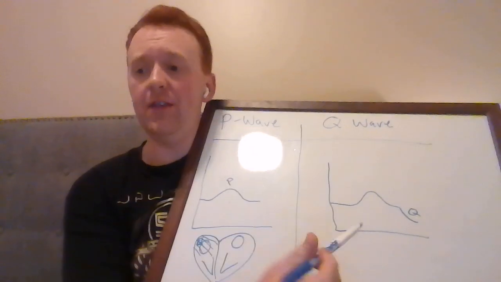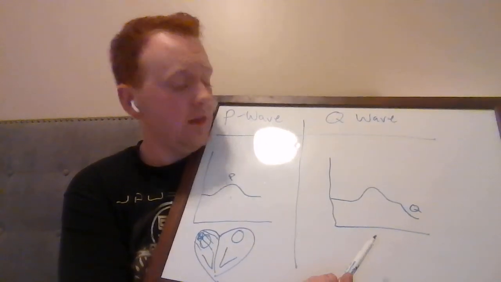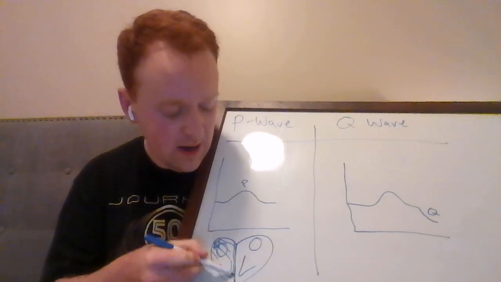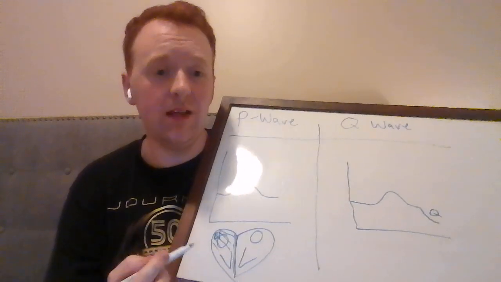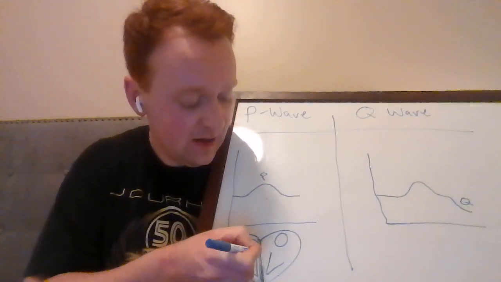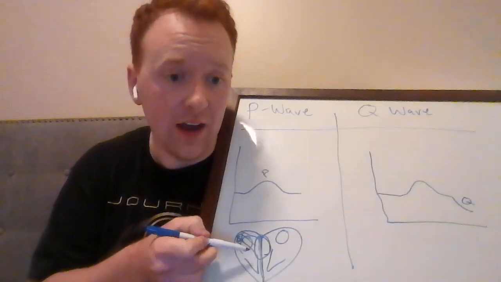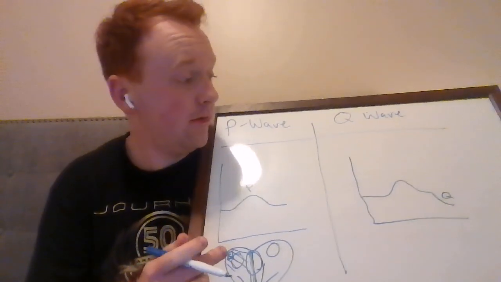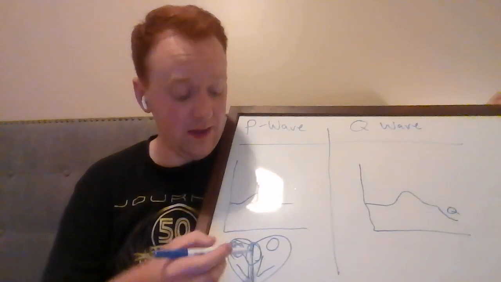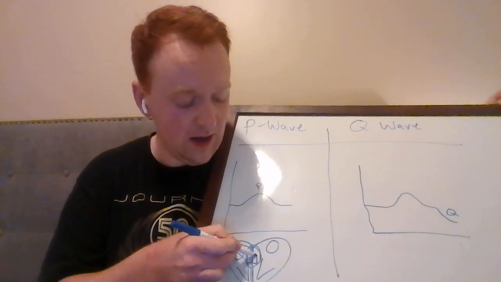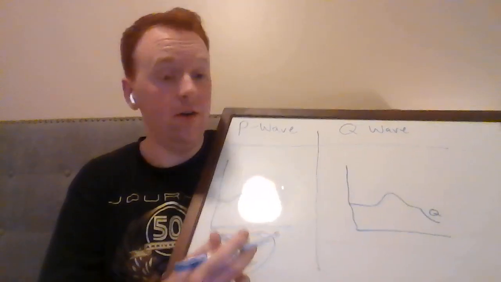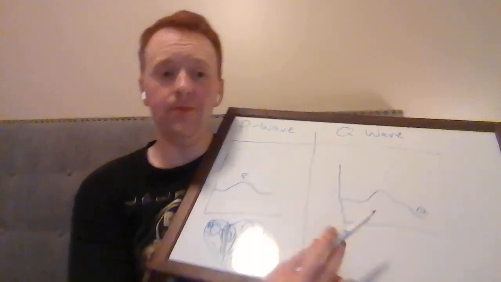Then the Q wave: there's a superior septum. I forgot to mention this when we drew out the heart. There's a septum, which is another word for wall, between the two ventricles. The superior septum is this area, the top of the septum. This area is now depolarized from the AV node, like we drew earlier. The AV node is in the middle there. This is all depolarized from the AV node, and that triggers a Q wave.